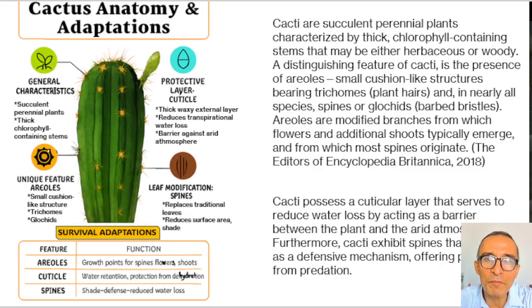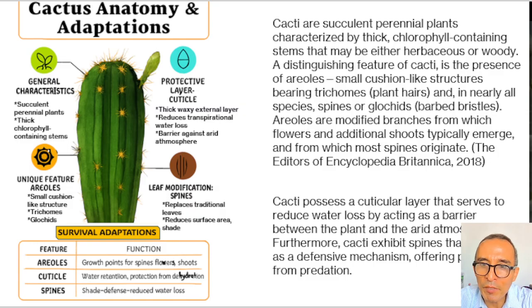Okay, let's see first of all the characteristics of cactus. Cactus have a general characteristic. It's a succulent plant, with thick chlorophyll-containing stems. It also has a protective layer, the cuticle, a thick waxy external layer to reduce transpiration and water loss and a barrier against arid atmosphere. It also has a unique feature, areoles, with small cushion-like structures, trichomes, and glochids. Also, it has a leaf modification, spines that replace traditional leaves and reduce surface area shade.